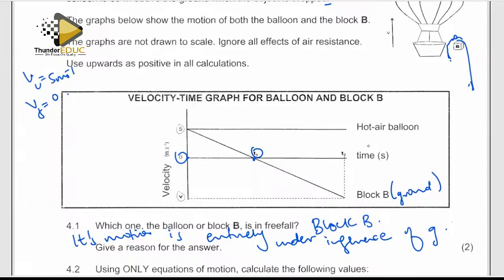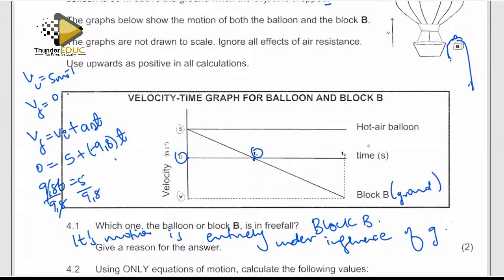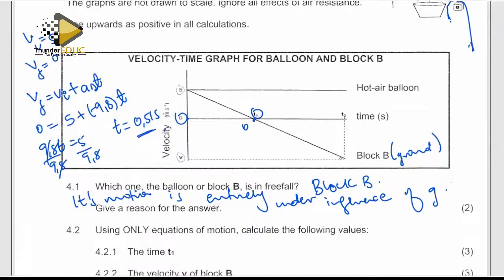So you're going to say V final is equal to V initial plus a delta t. Let's start with the formula, and then we do the substitution. Our V final is 0. Our V initial is 5. And then plus, since it's moving upwards, negative 9,8 multiplied by T. Then you transpose that, meaning that 9,8T should give us 5, then divide both sides by 9,8, and our T becomes 0,51 seconds.